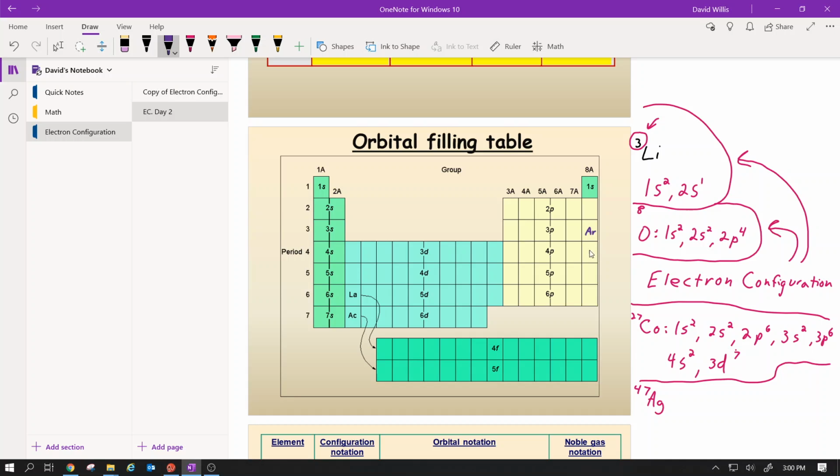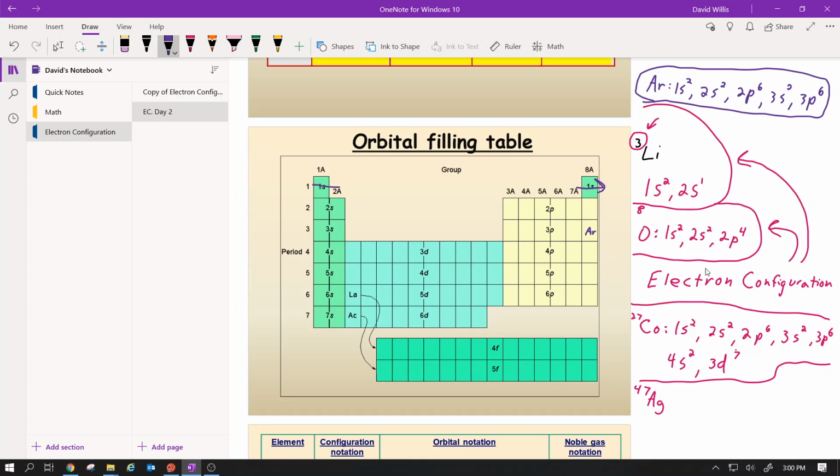All right. So check this out. So let's do argon real quick. Okay. Ar, 1s2. What's next? 2s2. Somebody else, what's next? 2p6. Excellent. What's next? 3s2. Next? 3p6. Okay, and that's it. That's it, right? That's argon.